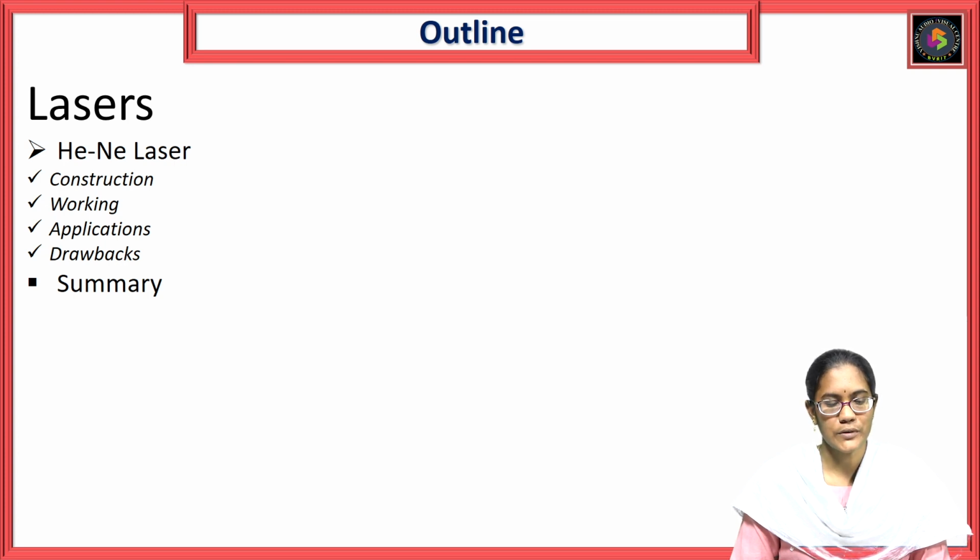Today I am going to discuss the helium neon laser. This is a gas laser. The example for the gas laser is the helium neon laser. Today I will explain its construction, working, applications, and drawbacks. And then finally I will summarize today's class.